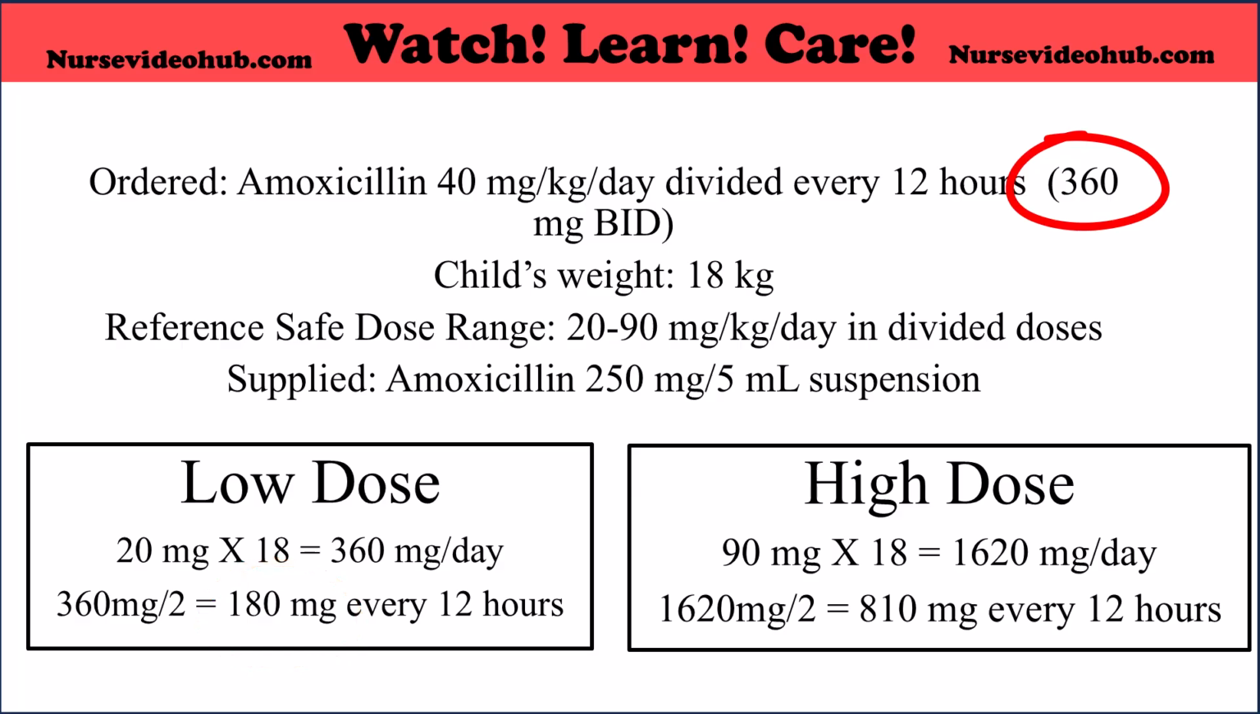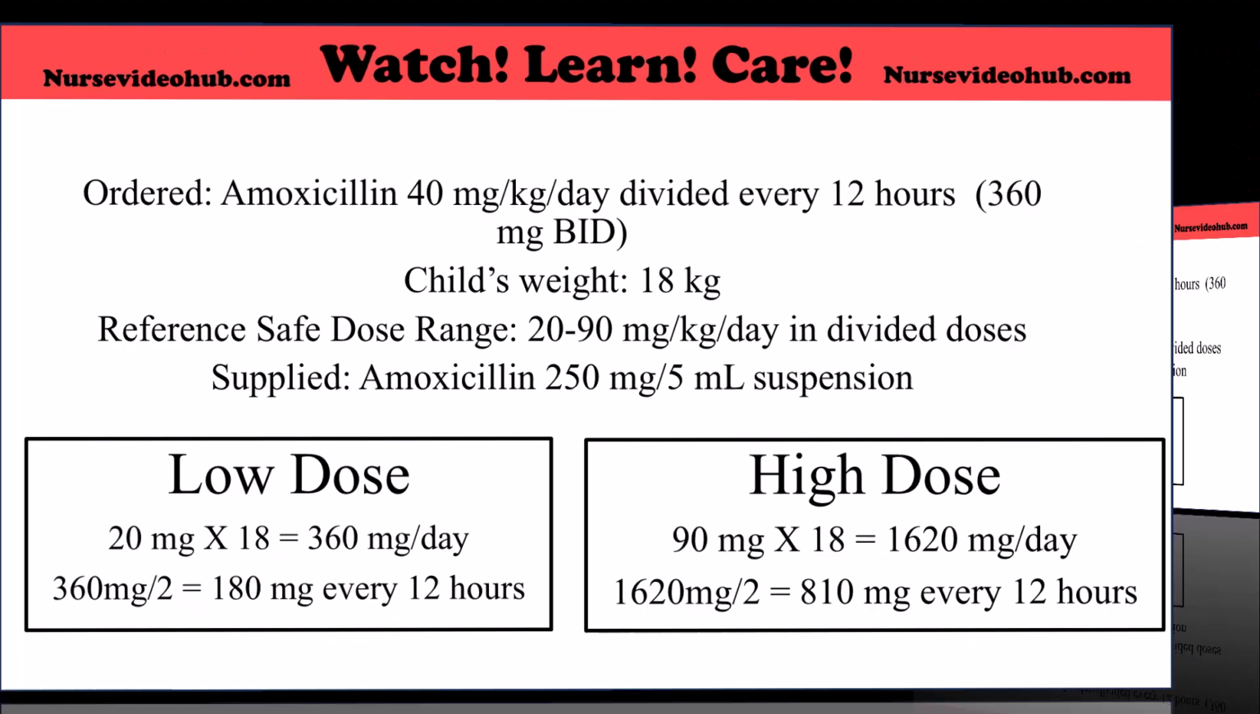Now you need to ensure it is at or below the high dose. The high dose is 90 milligrams times 18 divided by 2. The high dose is 810 milligrams every 12 hours. This number is higher than the 360 milligrams ordered. This dose is safe, falling between the low and high dose range.